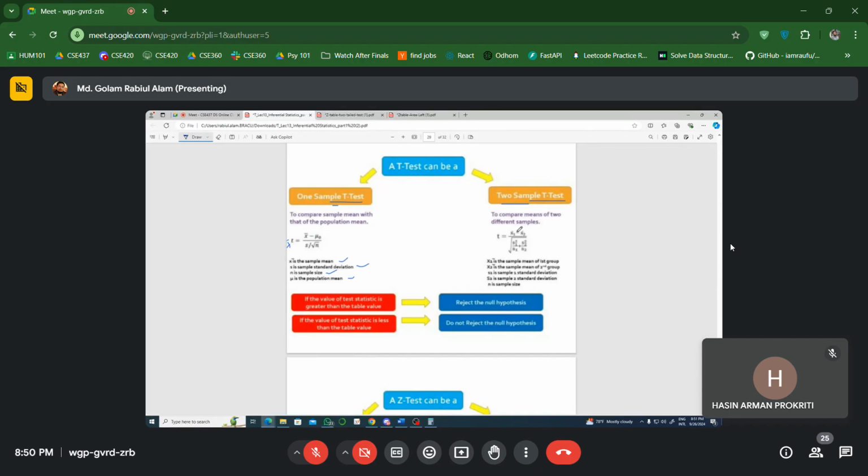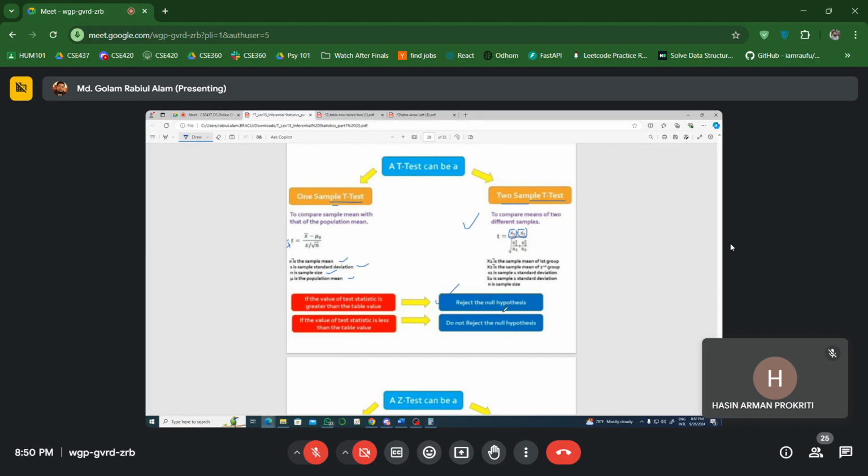The x1 bar minus x2 bar, divided by the square root of s1 squared divided by n1 plus s2 squared divided by n2. Here x1 bar is the sample mean of the first group, and x2 bar is the sample mean of the second group. s1 is the standard deviation of the first group, and s2 is the standard deviation of the second group. n1 is the number of samples in the first group, n2 is the number of samples in the second group. So that's the one sample t-test and two sample t-test.